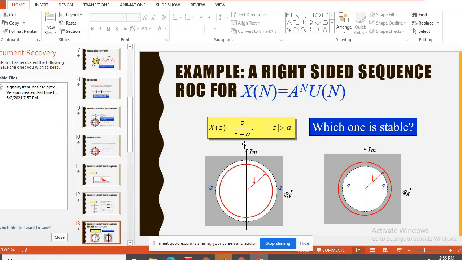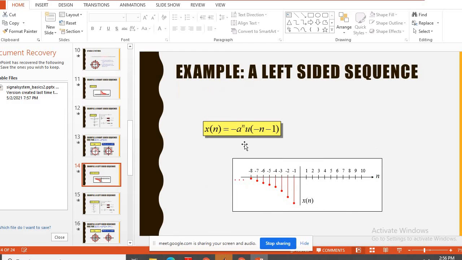So this is the first one, the most popular, a raised to n, u of n. Now if it is a left-sided sequence, you see what is happening. Just see the magic. Carefully see. a raised to n, but it is minus and u of minus n minus 1. What is u of minus n minus 1? How will you draw?